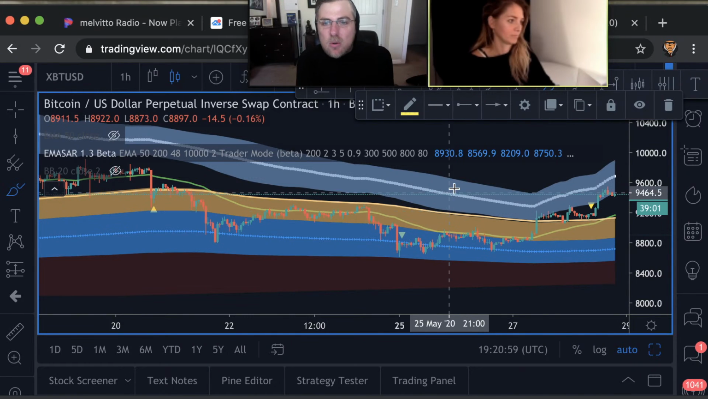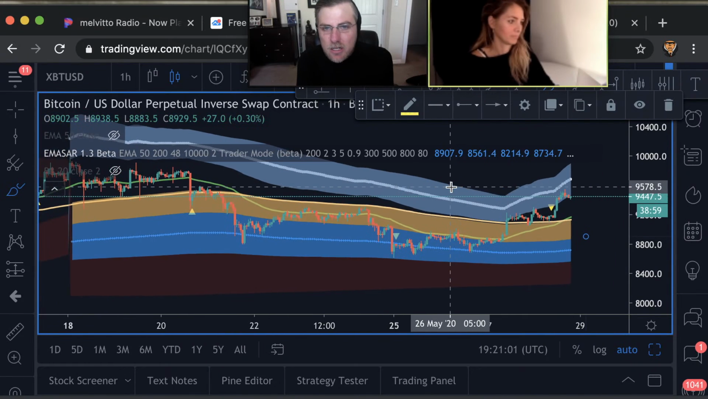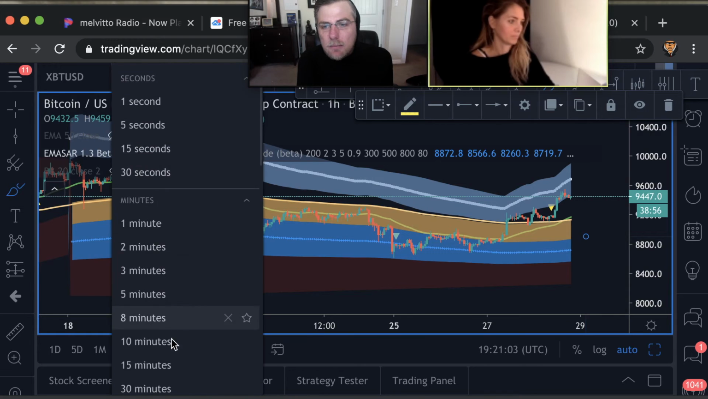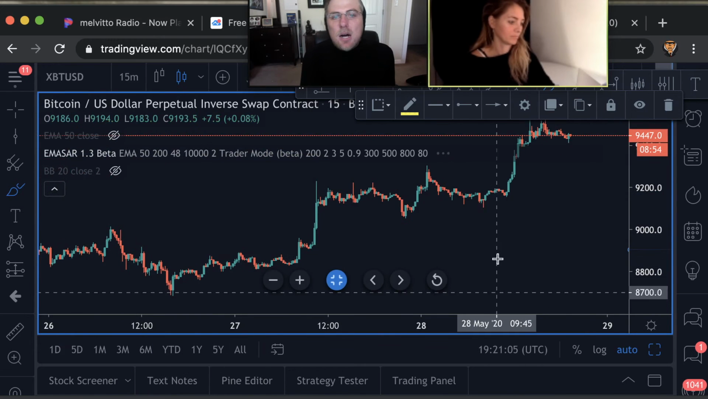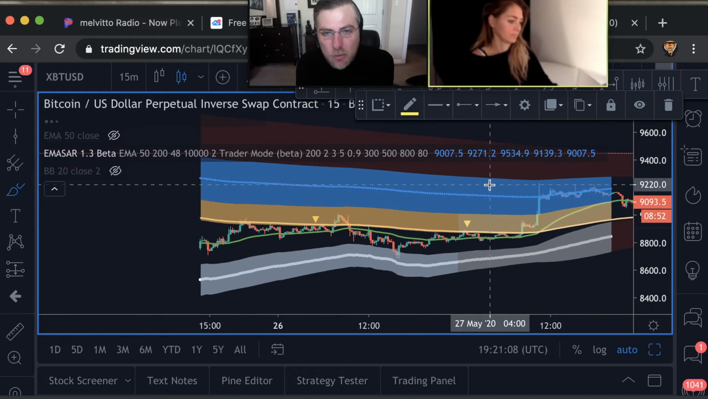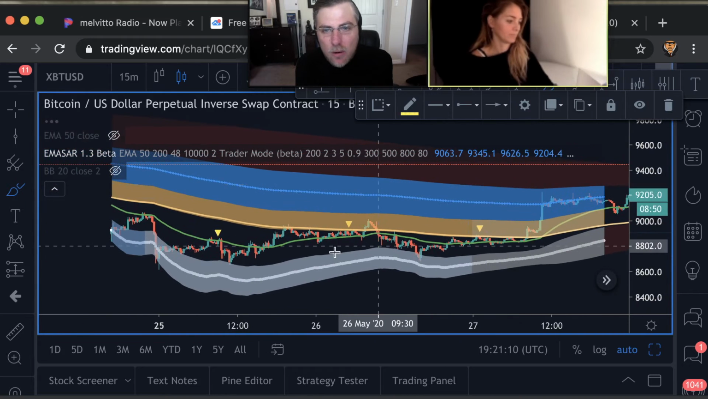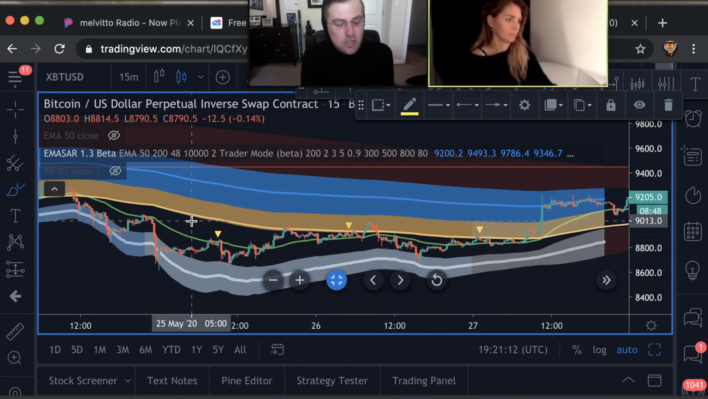And then also how the signals in trader mode were looking a lot better, at least to my eye, when we looked back here. We're in a range, and in general, Bollinger Bands work best in ranges.